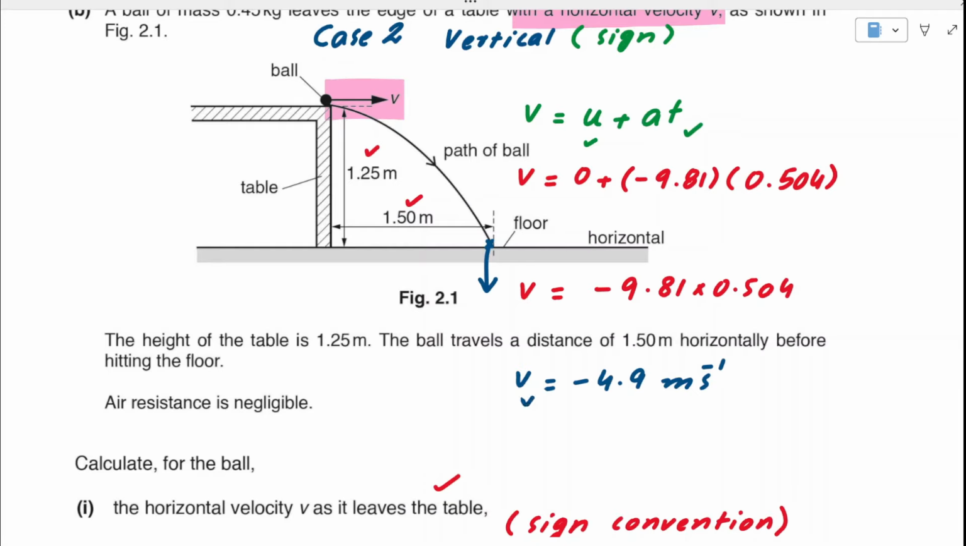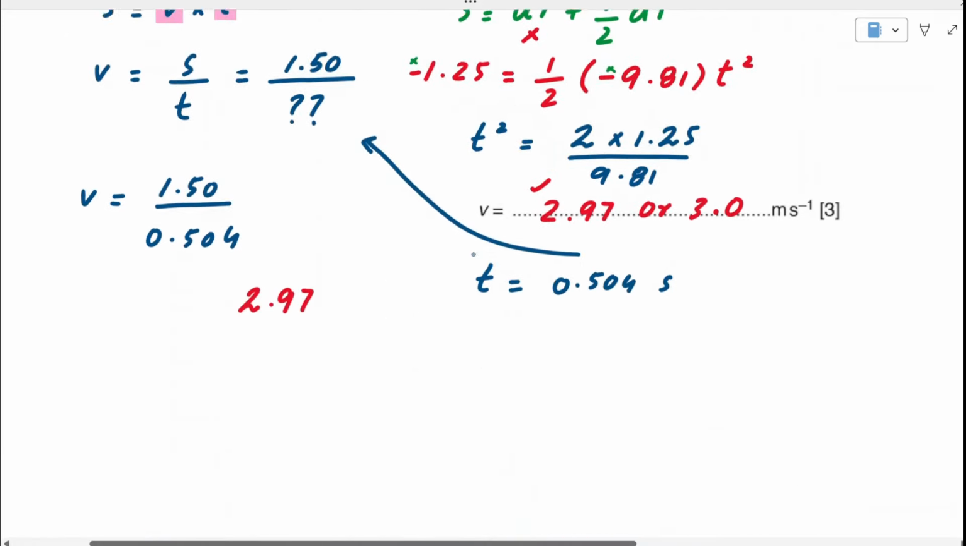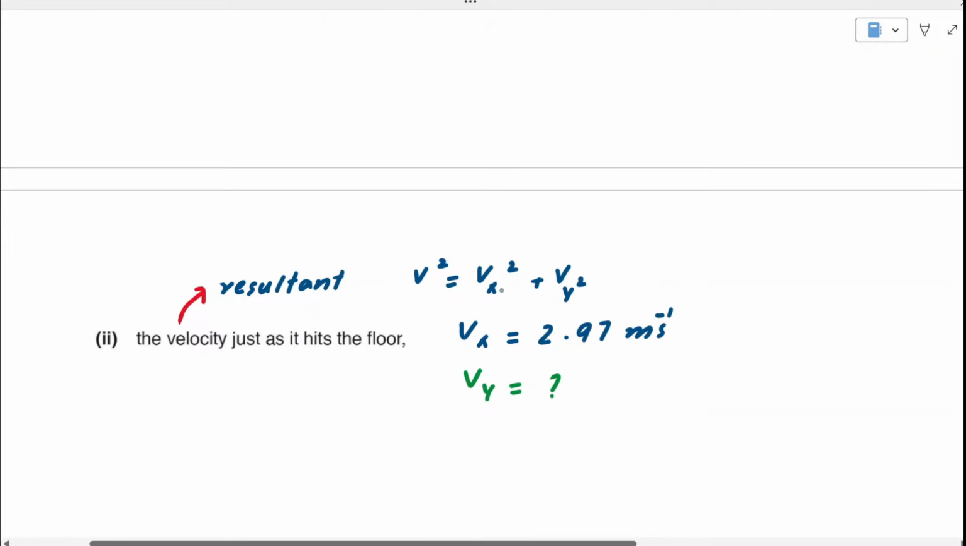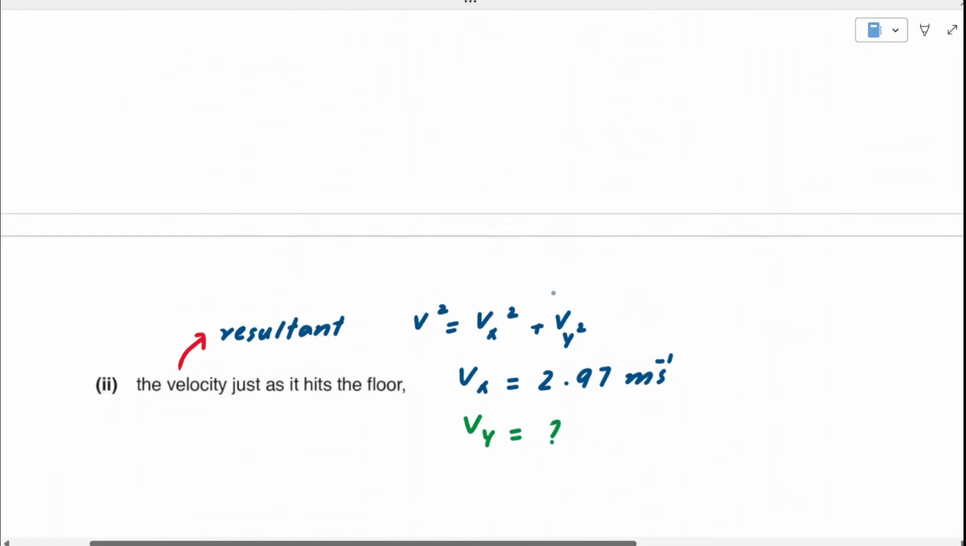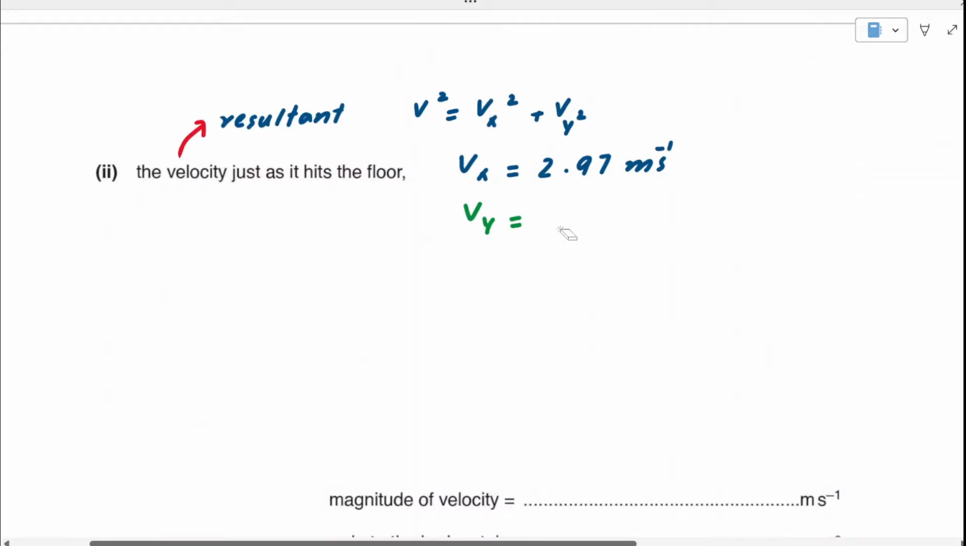So this is the vertical component of the velocity just as the ball hits the floor, hits the ground. The horizontal component of the velocity just as the ball hits the ground was 2.97, and the vertical we just found is minus 4.9 meter per second.